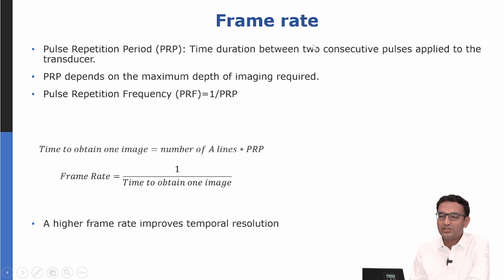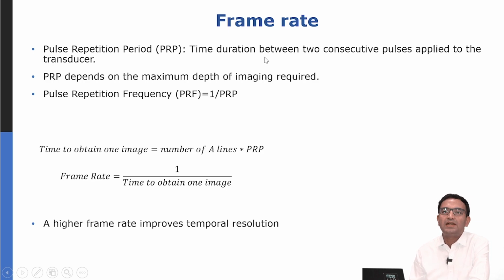So now, just as I mentioned, to get the frame rate, which means the time taken to acquire a single frame, you need to calculate the pulse repetition period. In ultrasound, we are sending pulses one after the other, and the time duration between two consecutive pulses that are applied to the transducer is called the pulse repetition period. This pulse repetition period depends on the maximum depth of imaging required, because once you fire ultrasound, you would have to wait for the adequate period of time for the sound waves to get backscattered from the targets that you are interested in and come back to you.